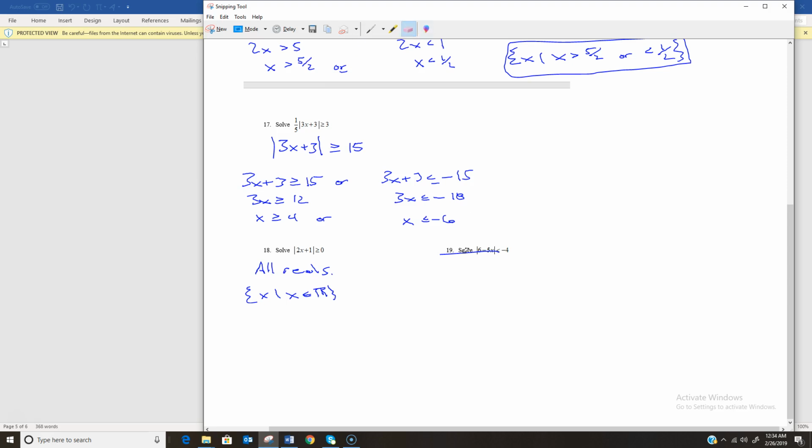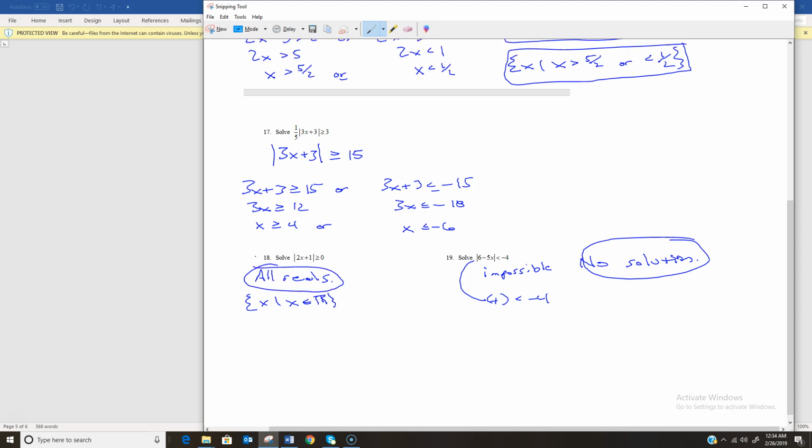And then on this one, this is kind of the opposite. If I'm trying to make an absolute value less than a negative 4, that's impossible. Because absolute value is always going to be a positive, and there's no way you can make a positive less than a negative 4. So this is just impossible, so there's no solution. And this is all reals.